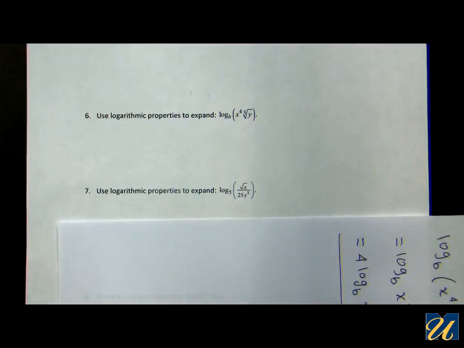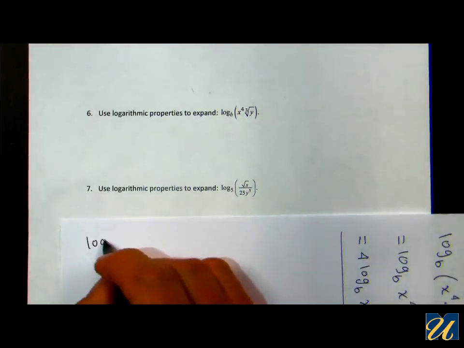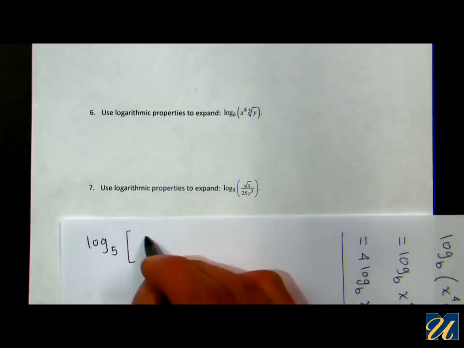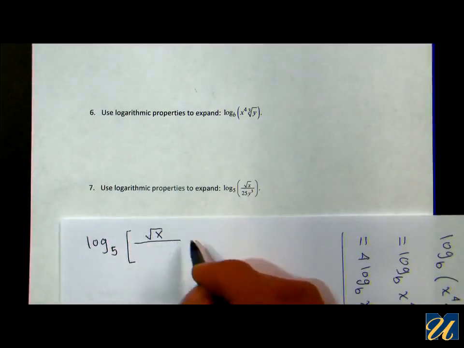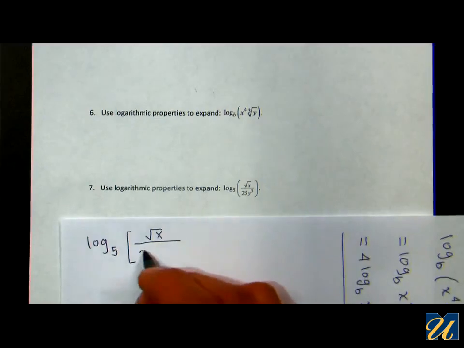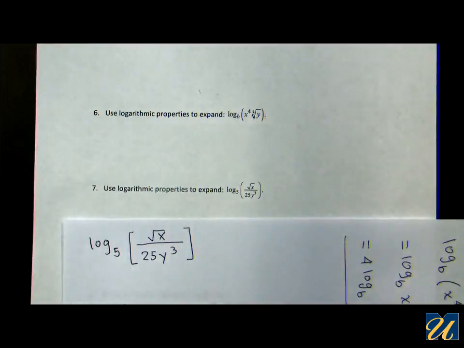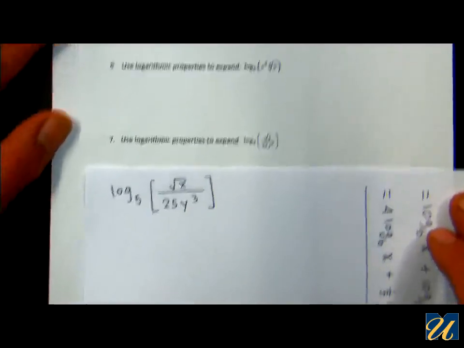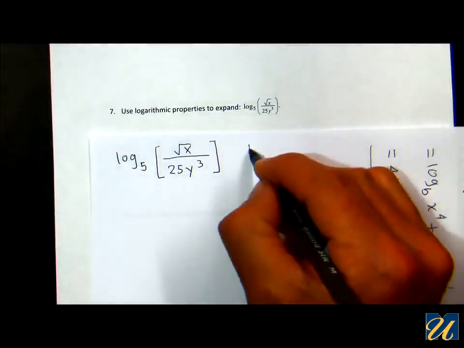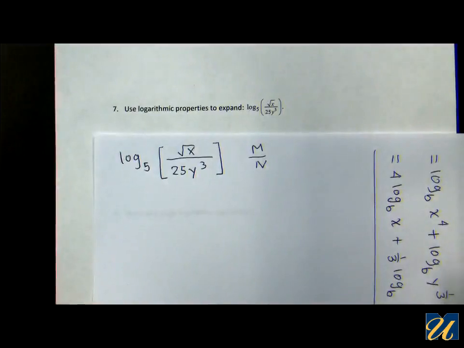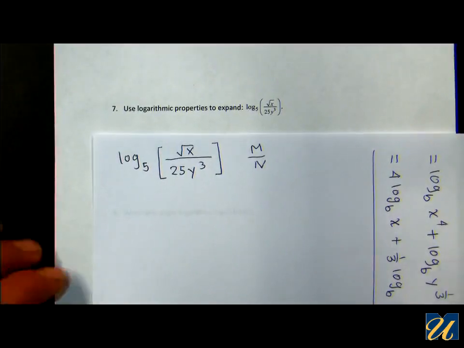Problem number 7. Use logarithms to expand log base 3, so let's write it here, of the square root of x, all divided by 25y to the power 3. Okay, although that's rather a lot of things right there, this is still m divided by n. And m and n can be of any size. It's the fact that we have a quotient.